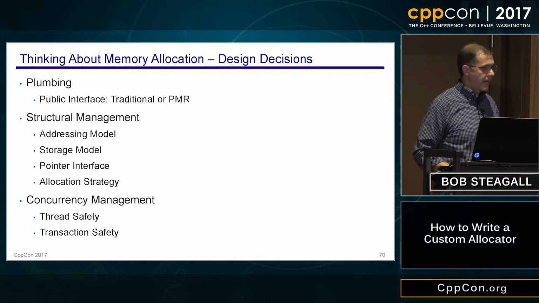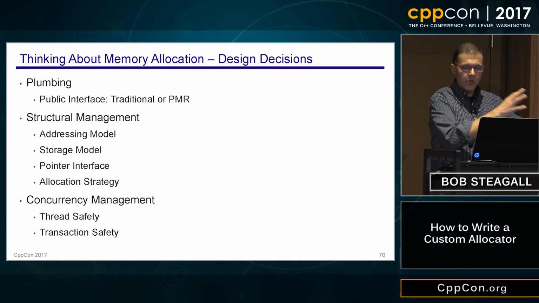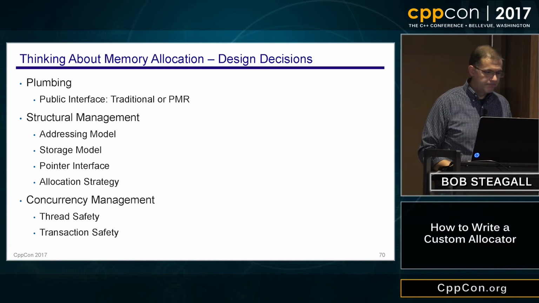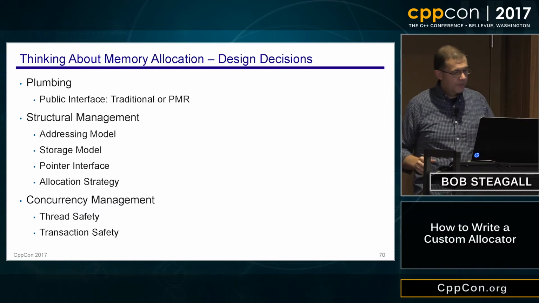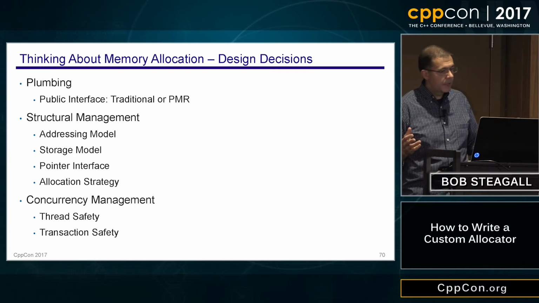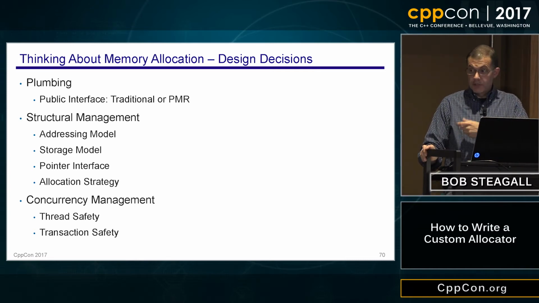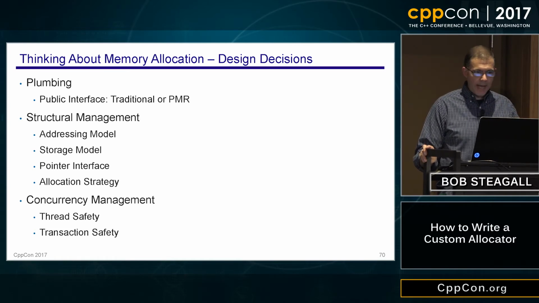Your allocation strategy. How are you going to carve up big segments of bytes into little chunks that are used by your containers? Concurrency management. If you're going to write an allocator that is going to be used in multi-threaded applications, you need to think about thread safety. If you're writing an allocator for a database engine or something like that, you might even need to think about transaction safety, keeping transaction logs so that you can commit and roll back and do transaction safe allocation.